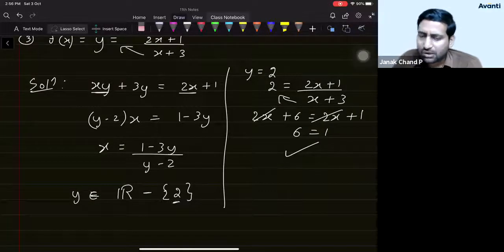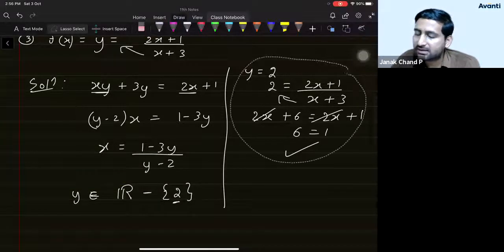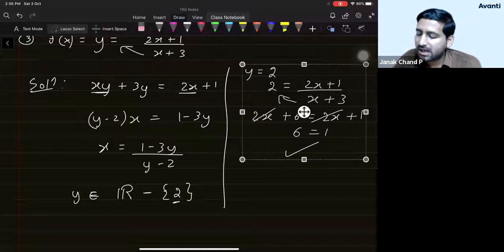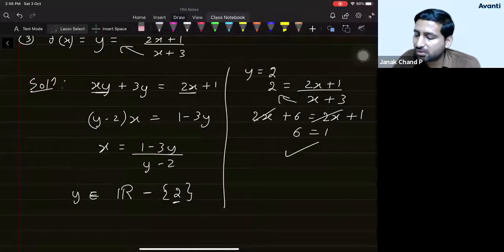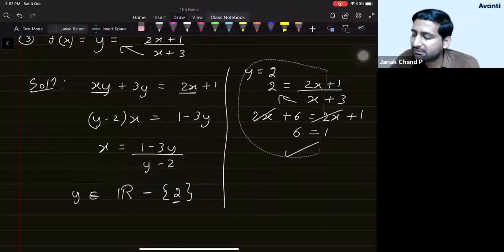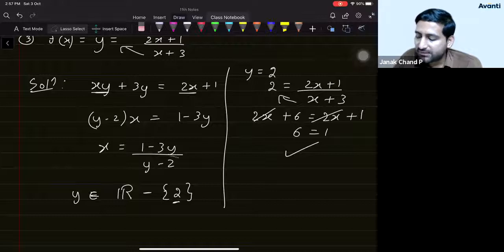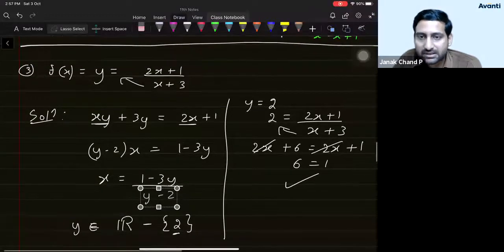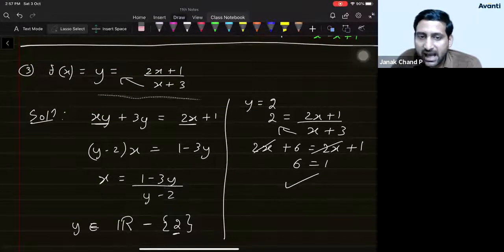Fine. Now someone may ask, students, why was there a necessity of doing this? We already know that by putting y equal to 2, this is going to become 0. Why are we checking this once again? Students, the reason is this. If this y minus 2 was actually present in the question, see, this is the actual question.